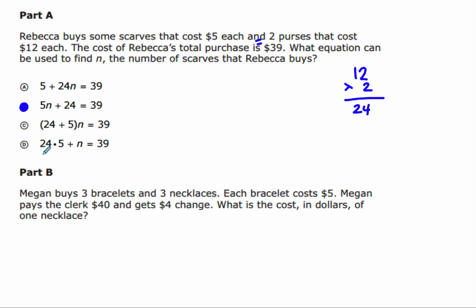All right, let's take a look at part B here. Megan buys 3 bracelets and 3 necklaces. Each bracelet costs $5. Megan pays the clerk $40 and gets $4 in change. What is the cost in dollars of one necklace? Go ahead and pause the video. Try this one on your own.